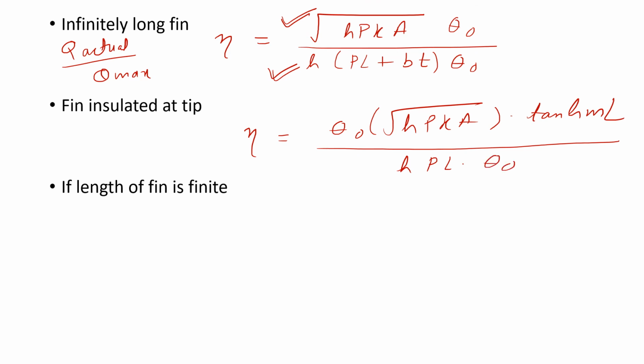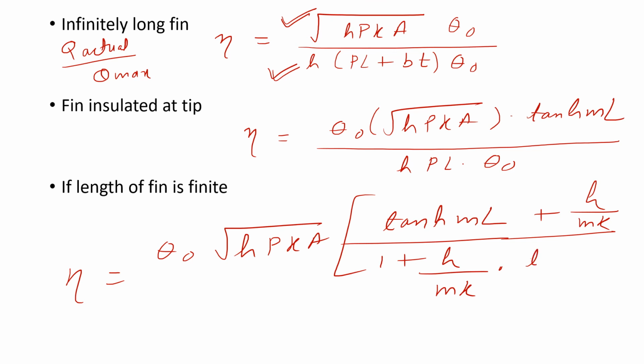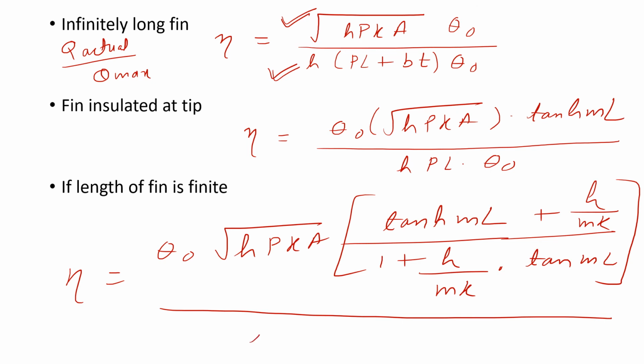Now if the fin loses heat at the tip, then again we can use the ratio of actual heat transfer rate to maximum heat transfer rate. This is tan hyperbolic ml plus h by mk, over 1 plus h by mk times tan hyperbolic ml. Now maximum heat transfer is written as PL plus B2 into theta naught. So this is our maximum heat transfer rate and this is our actual heat transfer rate. So using this formula, we can find the value of efficiency of fin.